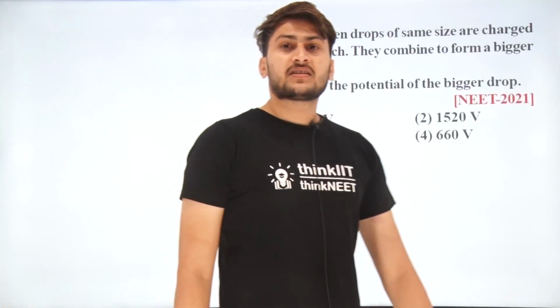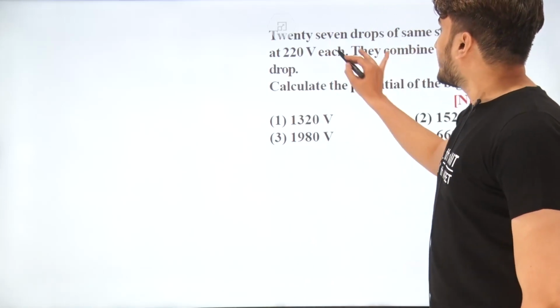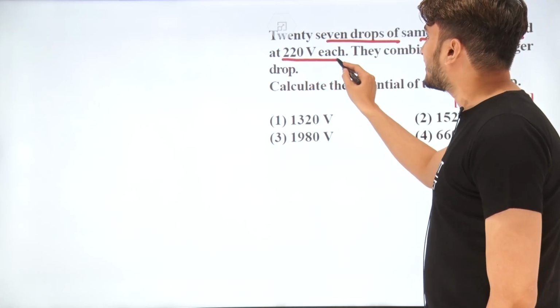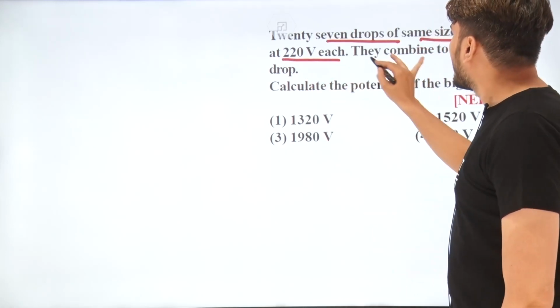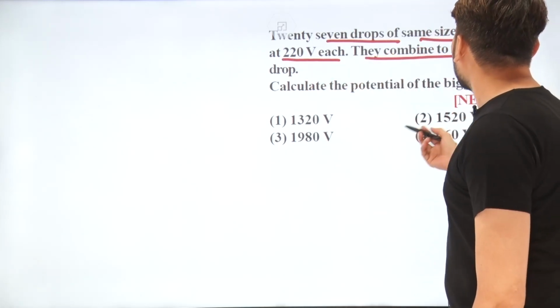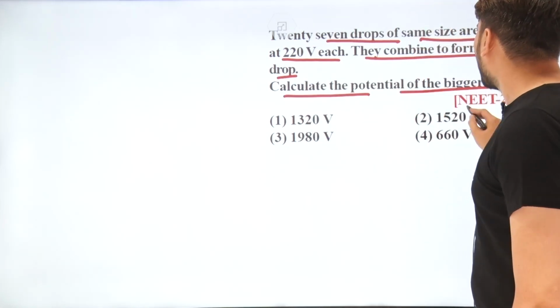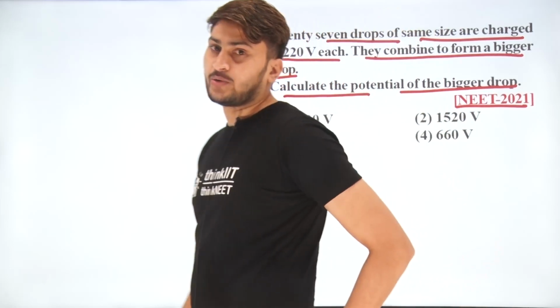Hello students, the question is asking: 27 drops of the same size are charged at 220 volt each. Now they combine to form a bigger drop. So calculate the potential of the bigger drop. And students, this question comes from NEET 2021.